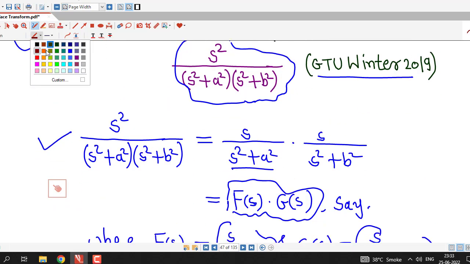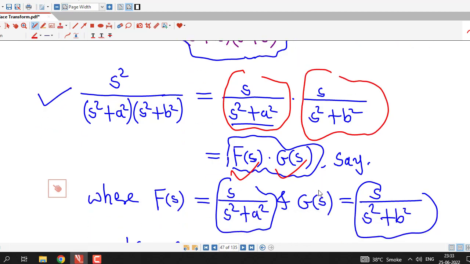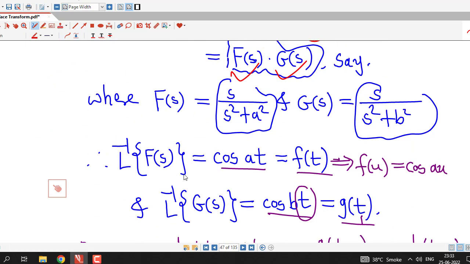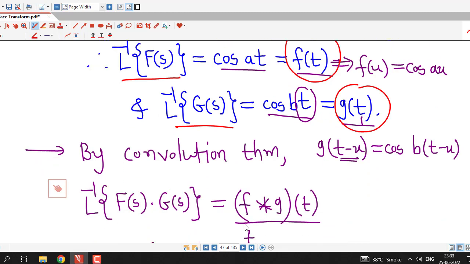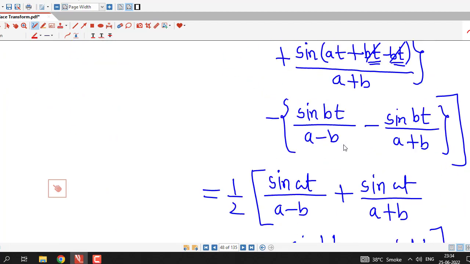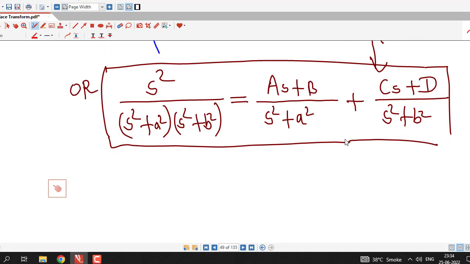So it is very easy. You just have to write your function as a product of two functions of s whose inverse Laplace transforms can be obtained by using earlier methods or by some direct formulas. And once you obtain the inverse Laplace transforms of those two functions, then the inverse Laplace transform of the product is nothing but the convolution of their inverse Laplace transforms. So this is another way of obtaining the inverse Laplace transform. If you wish, you can apply the convolution theorem, or you can use this method of partial fractions also.